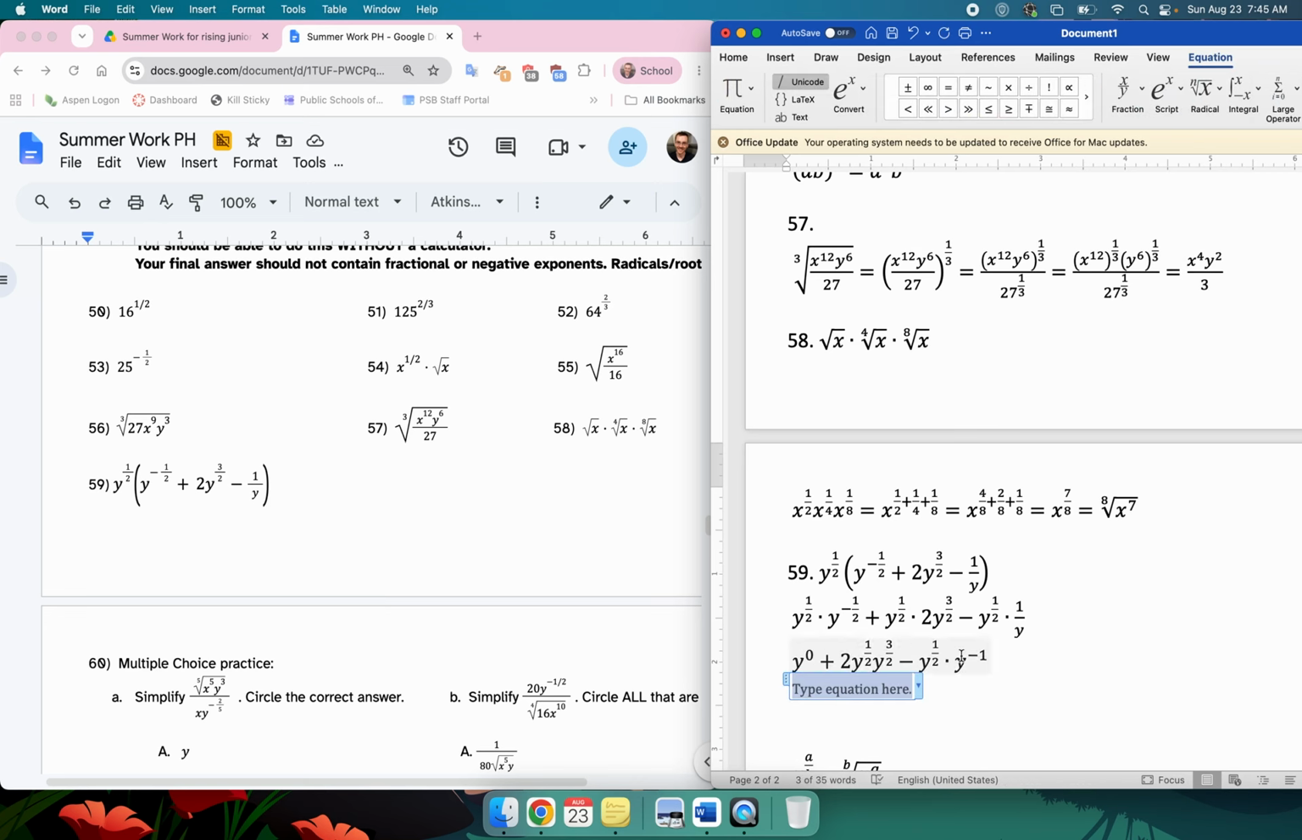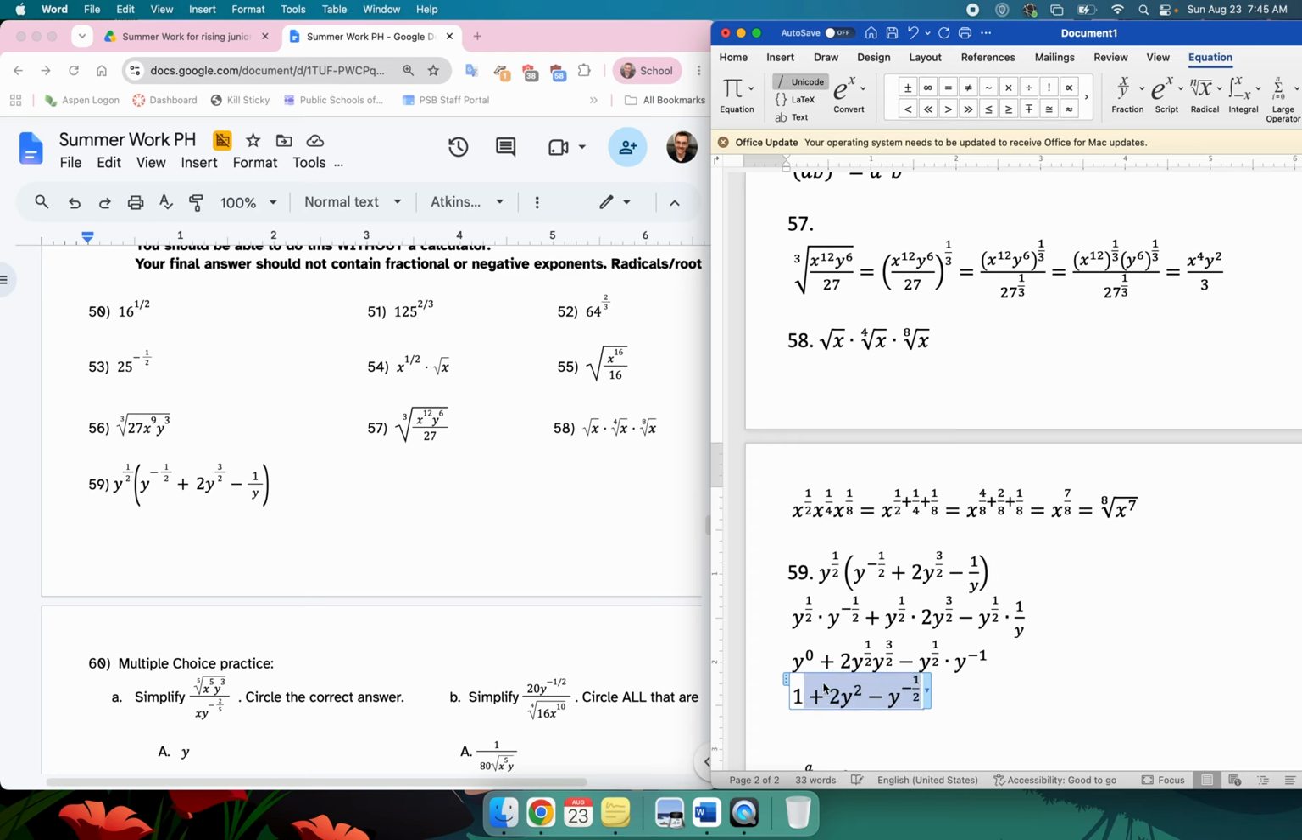Y to the 0, that's 1, plus 2 times, now these 2 terms, I'm going to add those exponents. 1/2 plus 3/2 is 4/2, which is just 2. And then here, again, I'm going to add those 2 exponents. 1/2 minus 1 is negative 1/2. So I have minus y to the negative 1/2.